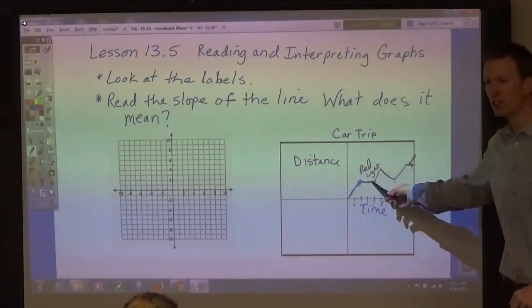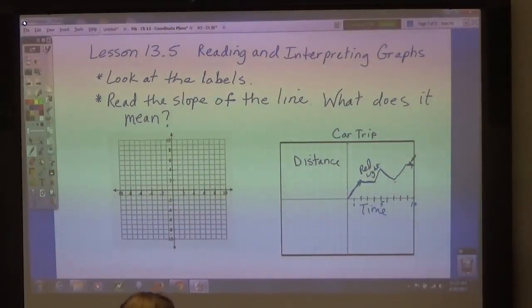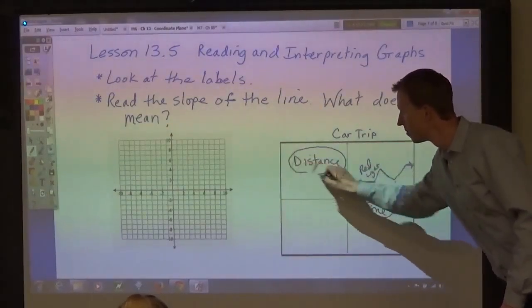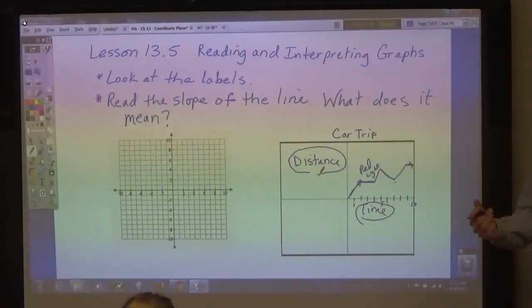So the graph tells a story. How do you know what the parts of the line represent? The labels. Distance and time, okay? Now, they're not always going to be distance and time.